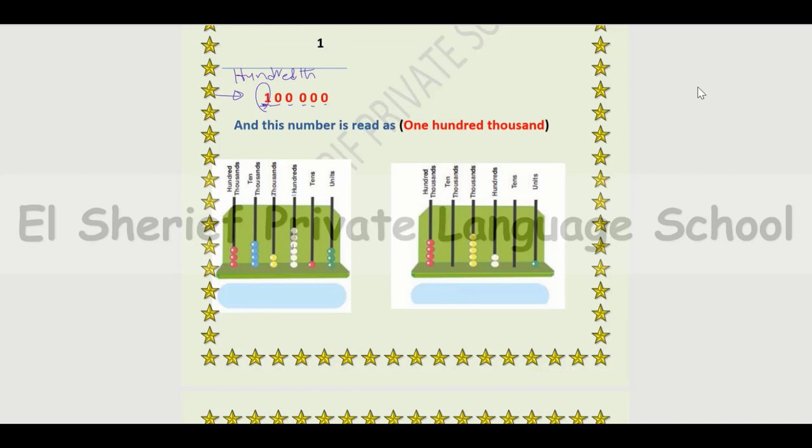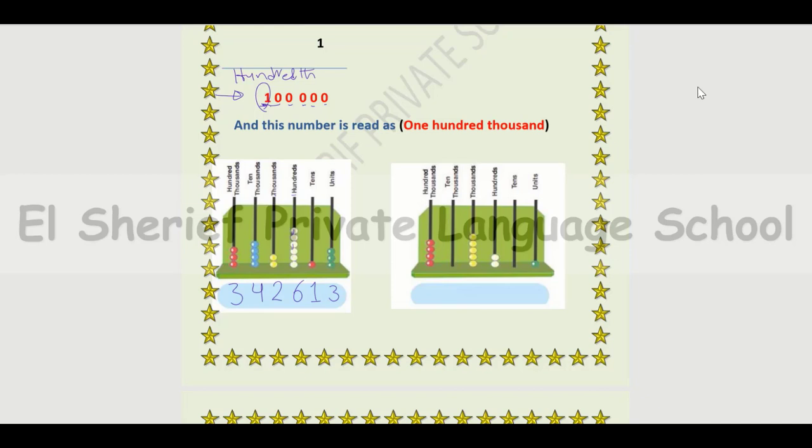Now we can open our student book, page 2, exercise 1, and look at the first abacus. We have 3 in units place, and 1 ball in tens place. And we have 6 balls in hundreds, and 2 balls in thousands, 4 balls in 10,000, and 3 in the new place value 100,000.